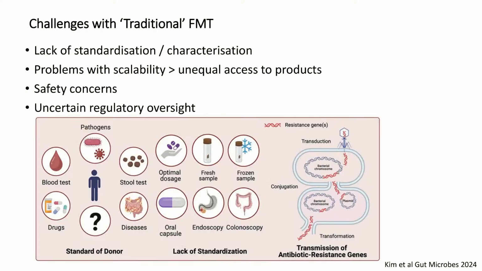Some of the other challenges with traditional FMT are this lack of standardization and characterization of the final products that I've just alluded to. Each donation is unique and highly variable, and that means our final product is unique and highly variable. And we're not entirely sure that a product will work for a patient. Additionally, there are problems with scalability, which has led to unequal access to products across the world, really because this is donor-derived. We're reliant on individuals to donate their stool, and as you've seen in the manufacturing process, it's really quite small scale, very difficult to scale up in its current form. Safety concerns I've already talked about, and I've already alluded to the uncertain regulatory oversight.